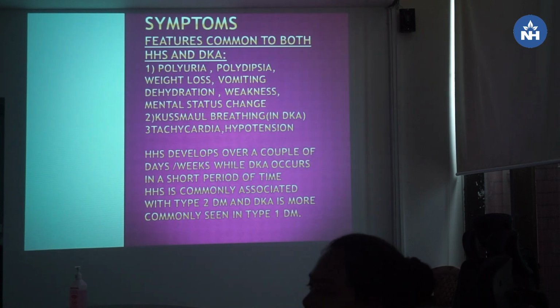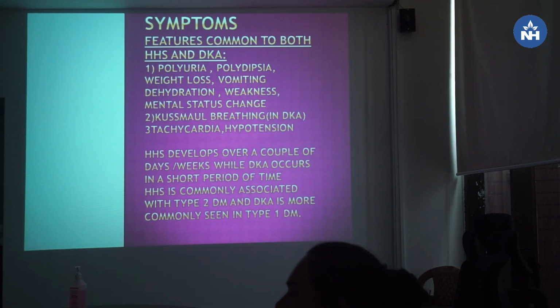There are some dissimilarities between HHS and DKA. HHS develops over a couple of days to a week, and DKA is an acute episode. HHS is most commonly associated with type 2 diabetes mellitus, while DKA is more commonly seen in type 1, but it can also be seen in type 2.